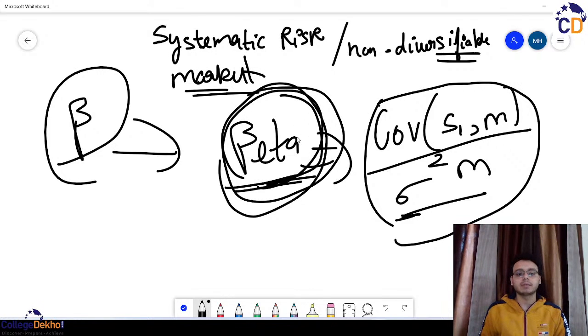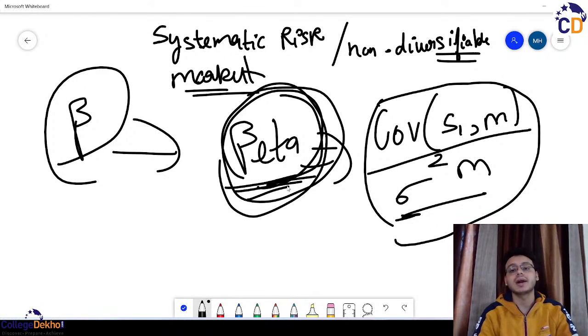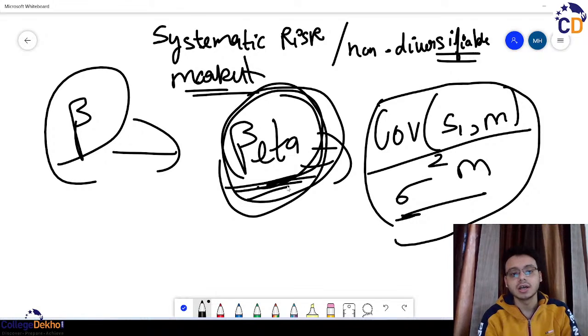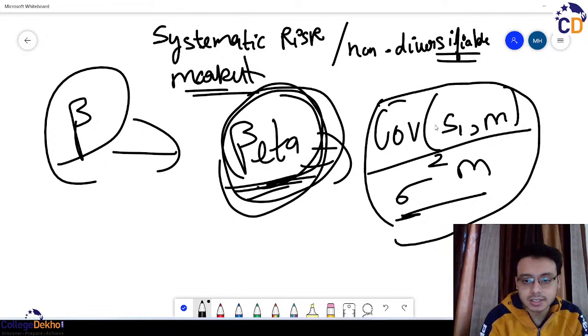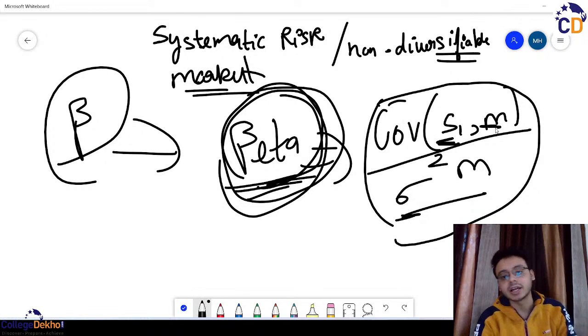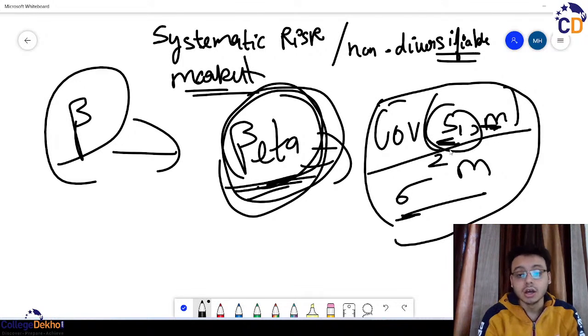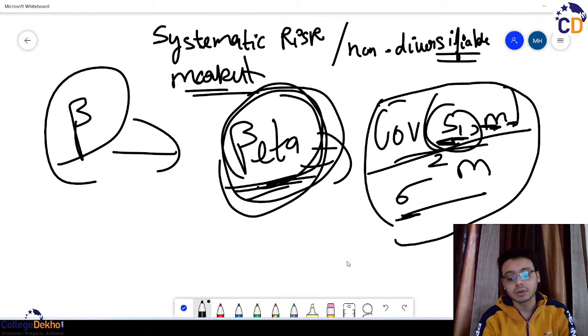In the previous session, we got to know that beta is a measure, or a proxy, of systematic risk, or the undiversifiable risk. It is found by using the covariance of the security returns and market returns, and these are the returns and not the prices. So beta is the covariance of the security returns and the market returns divided by the variance of the market.